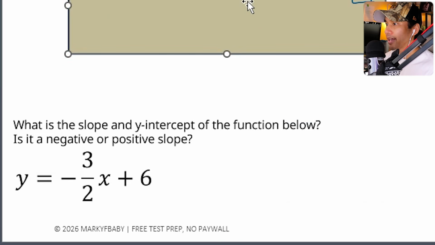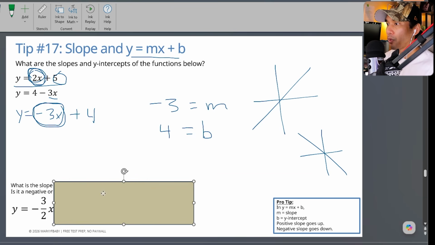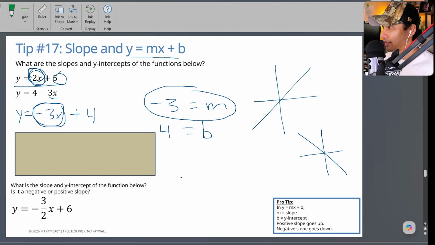What is the slope and y-intercept of the function below? Is it a negative or a positive slope? This one is a fraction, okay? I want to go over rise over run. So our slope, we said right here is -3. And this is actually -3 over 1. And then we're going down, so it's not rise over run, it's like down over run, but it really doesn't matter. You're just going, right here with a -3, you're going down 3.